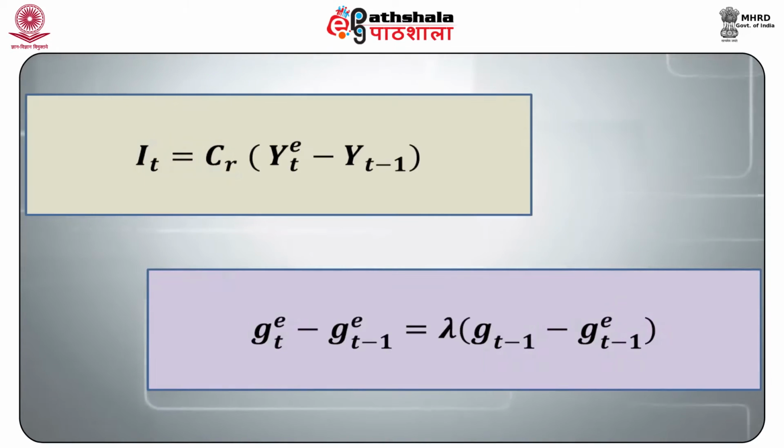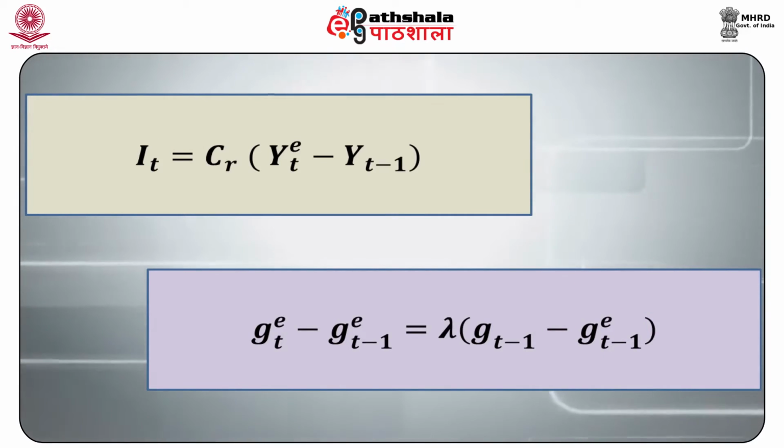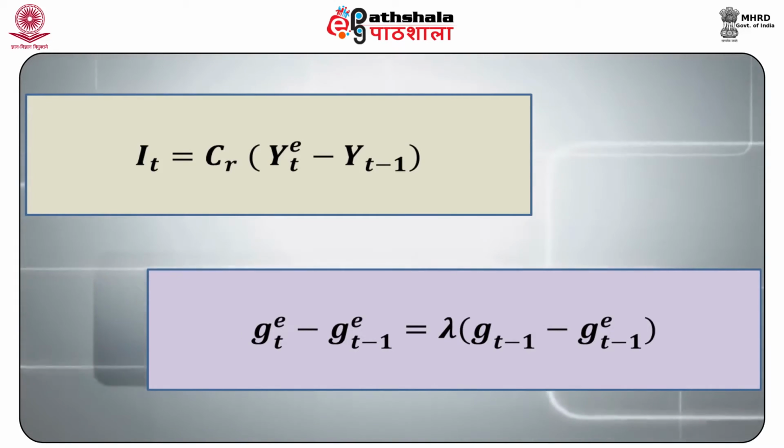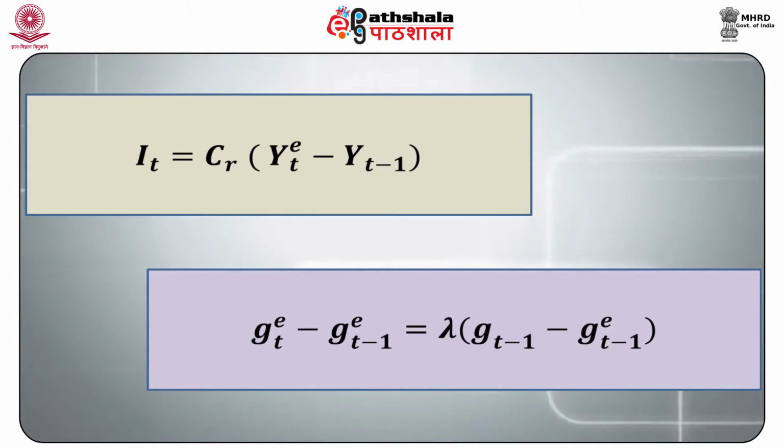Amartya Sen, in his introduction to Harrod in the book Growth Economics, has formulated this adaptive expectation response model of the firms wherein I_t = C_r (Y_t^e - Y_{t-1}) and G_t^e - G_{t-1}^e = lambda multiplied by (G_{t-1} - G_{t-1}^e). The first equation says the investment in any period is a function of the increase in output expected in this period over the previous period's output.